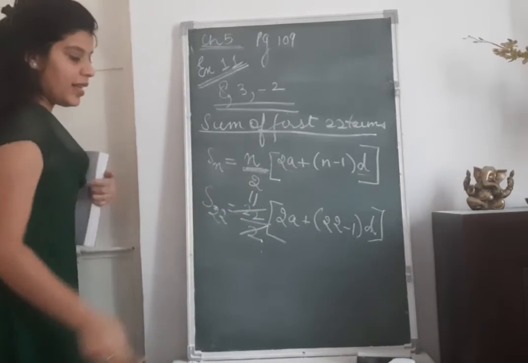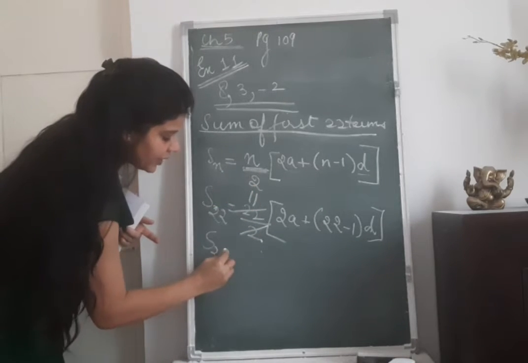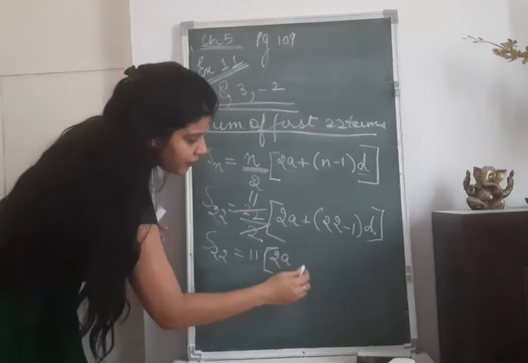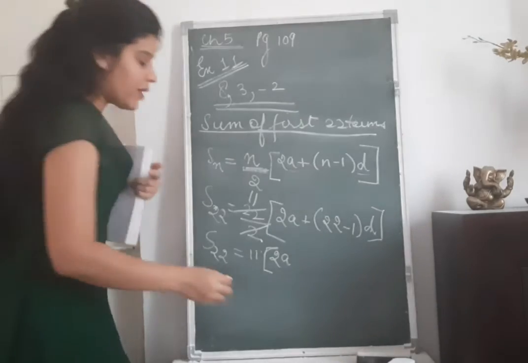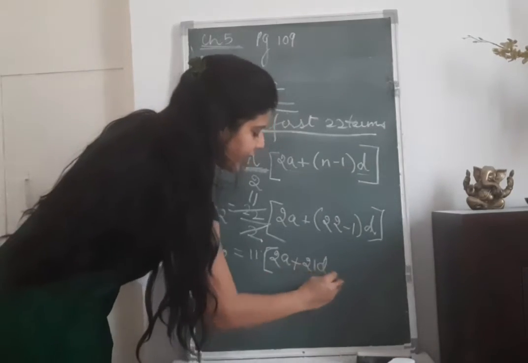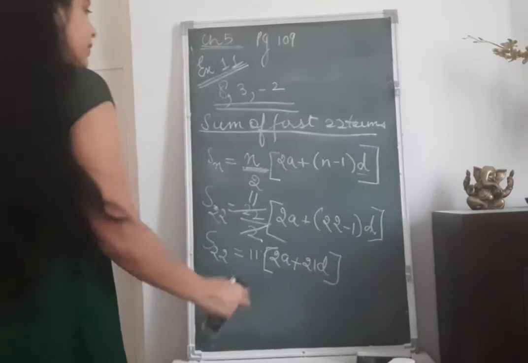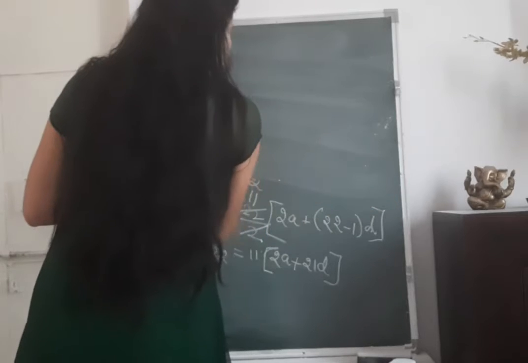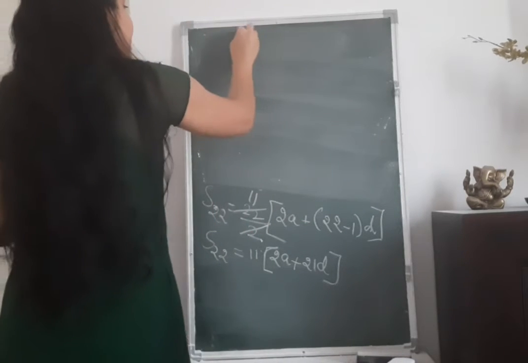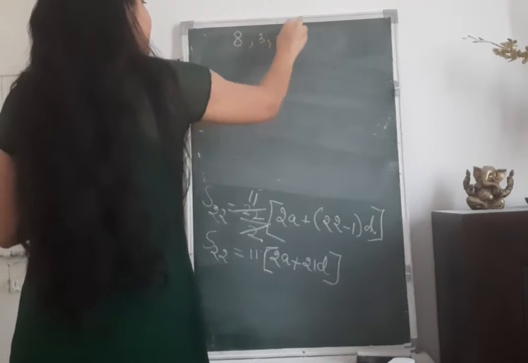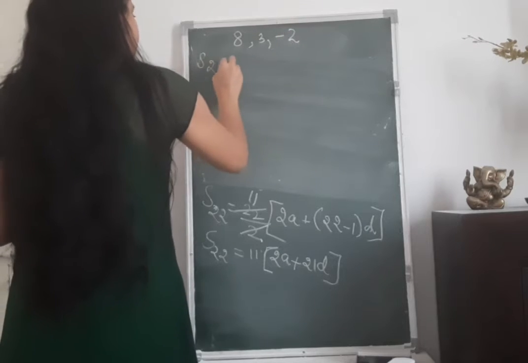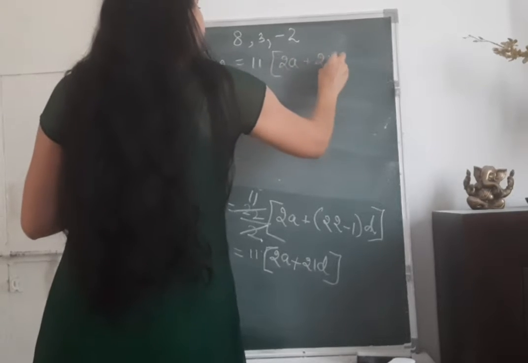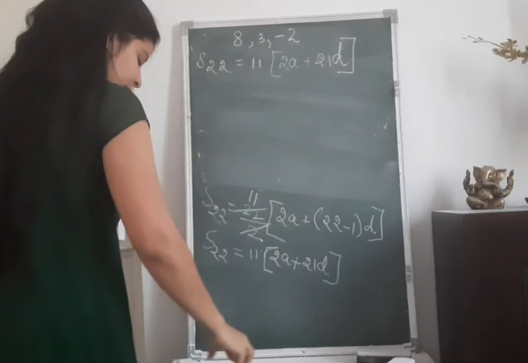This will get cancelled. 11 will come here. So S22 becomes 11 into 2a plus 21d, since 22 minus 1 is 21. Right? So S of 22, that is the sum of first 22 terms for this series 8, 3 and minus 2, is equal to 11 into 2a plus 21d. Right?